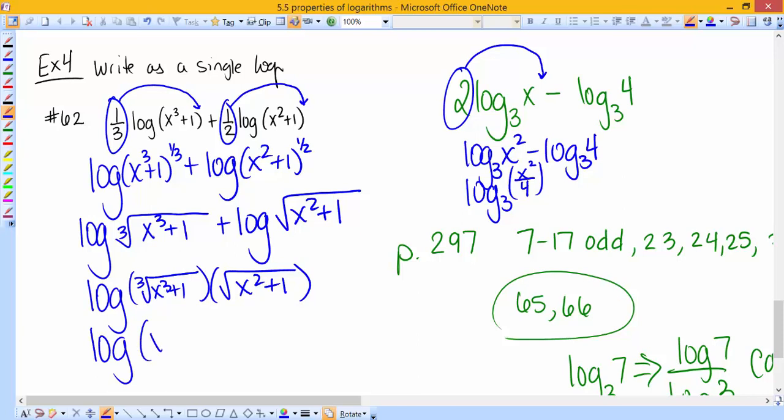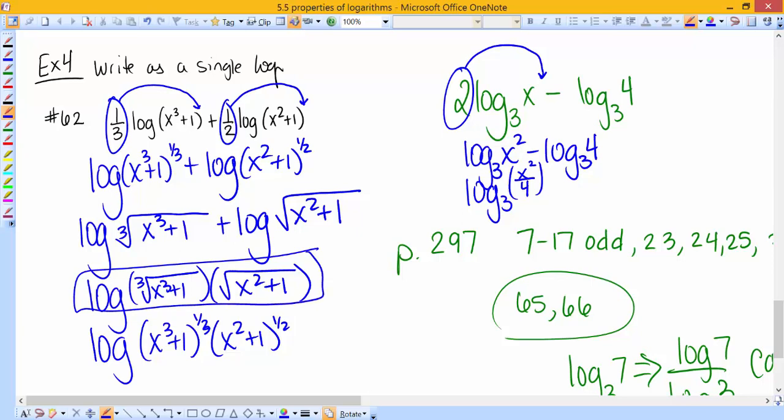Again, it might be a possibility for you to leave them as fractional exponents, but you still would have to change this into multiplication. So you would still have the 1/2 and the 1/3, and that would be done. This is the way I would really like to see it, though.